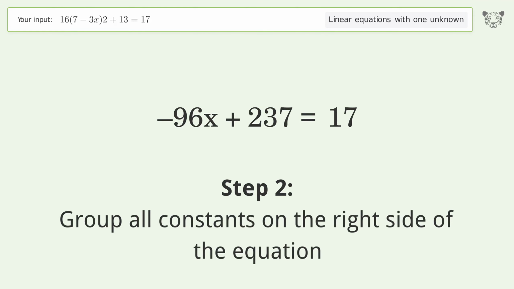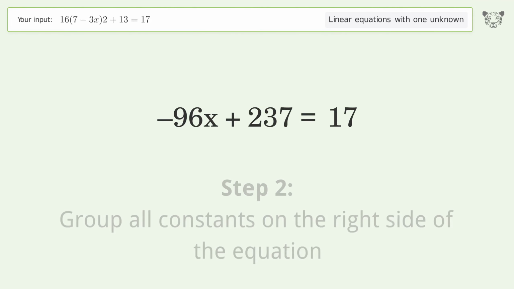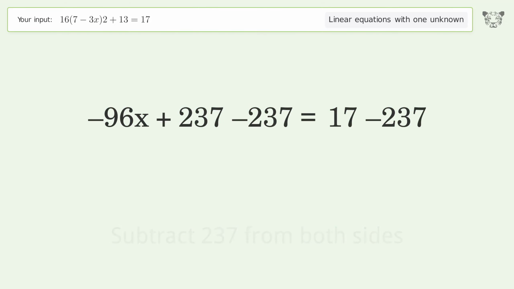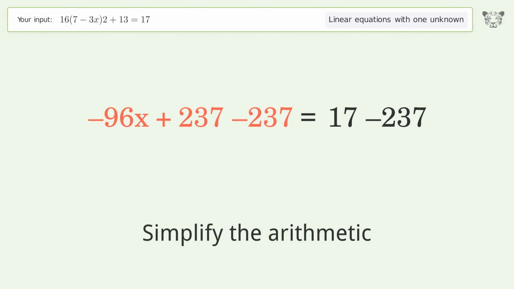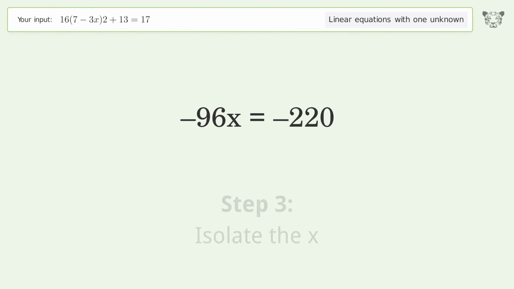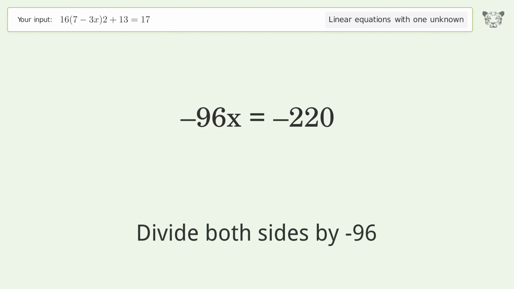Group all constants on the right side of the equation. Subtract 237 from both sides. Simplify the arithmetic. Isolate the x. Divide both sides by -96.